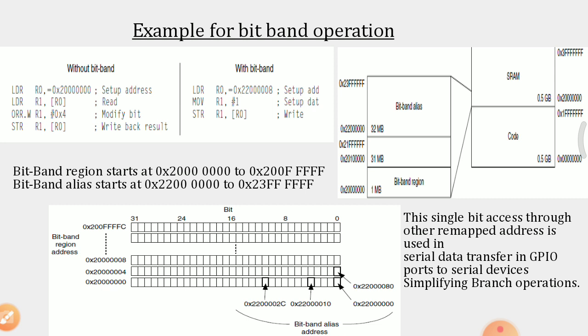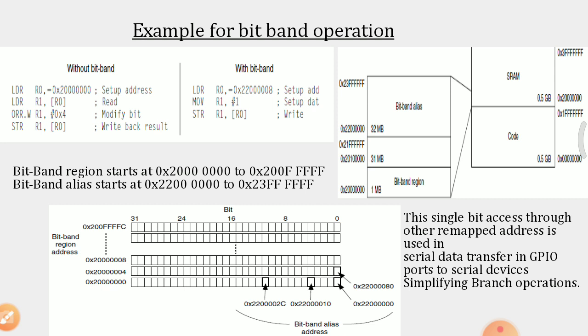Here what we have done is, basically in the top right side figure, we can see that the SRAM is divided into bitband region of 1 MB size and bitband alias. So the bitband region starts at the address from 0x00000000 to 0x000FFFFF. So total of 1 MB.